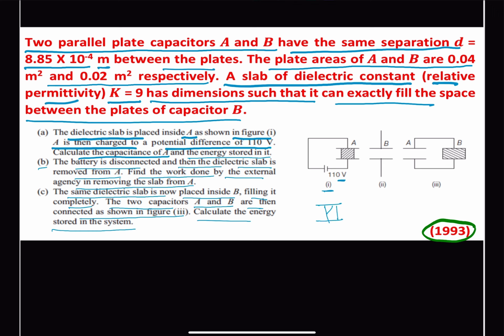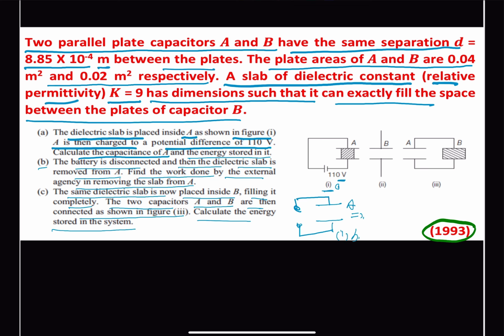So this is our dielectric and this is A, and now there is no battery source. Okay, it has been removed. And along with this, you can say the dielectric slab is also removed. Okay, so there are two major differences between figure 1, that is called 1A, and this figure 1B.